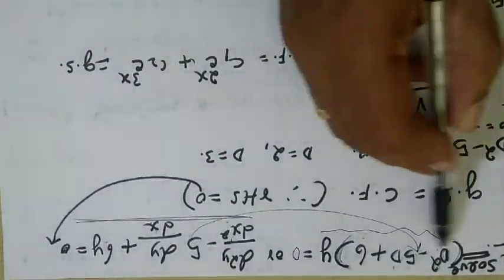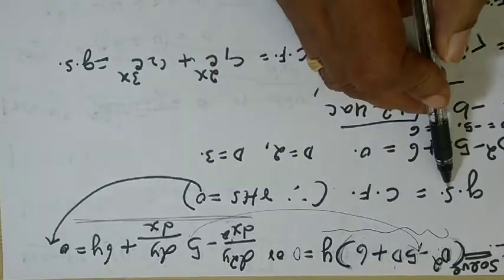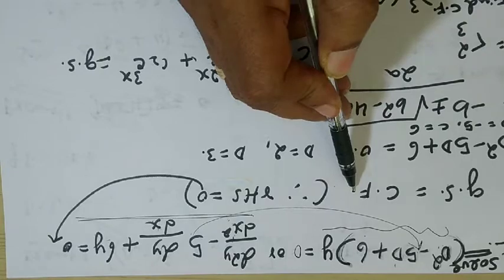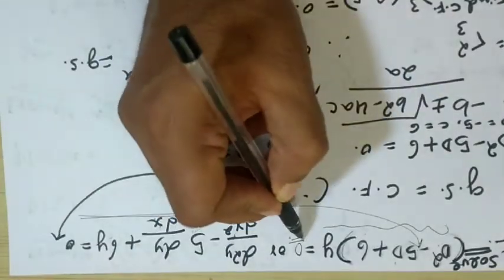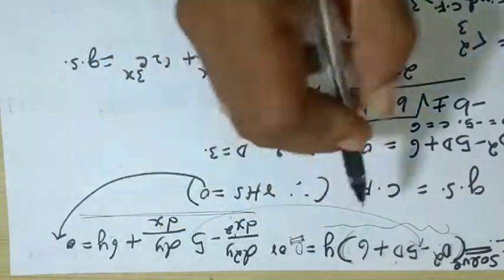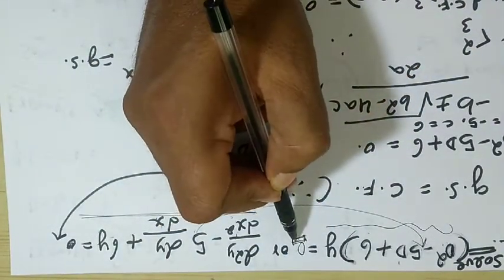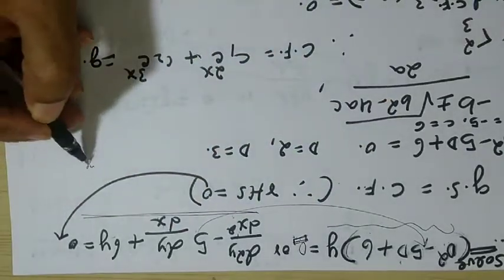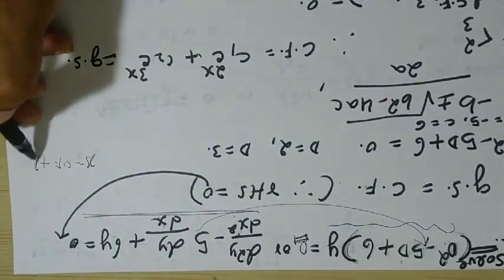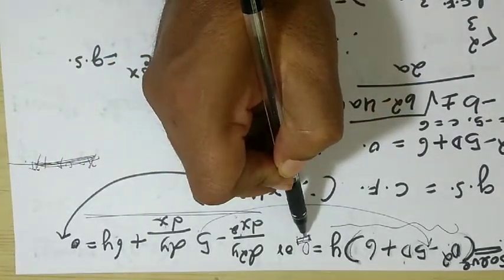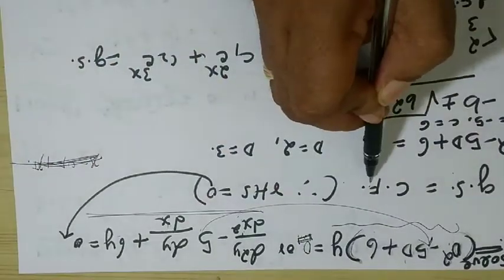Now, how to solve this differential equation? What is the formula? General solution is equal to complementary function only. Why? Because the RHS is 0. I told you several times, when the RHS is 0, general solution is complementary function only. If the RHS is not equal to 0, then general solution is equal to complementary function plus particular integral yp. But here RHS is 0, therefore general solution is equal to complementary function.